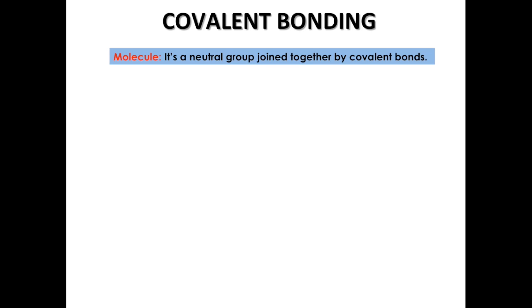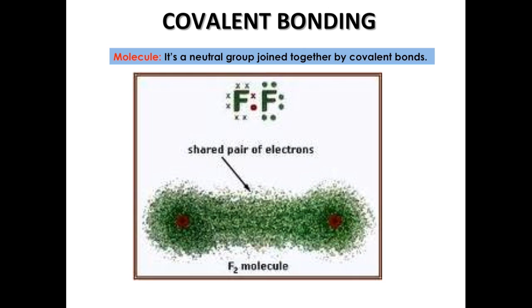Now, when we talk about covalent bond, we talk about molecules. A molecule is a neutral group joined together by covalent bonds. In this example, we can see fluorine. Fluorine atoms joined together, they're sharing their electrons in order to attain the octets. In the picture below, we can see the electrons shared.